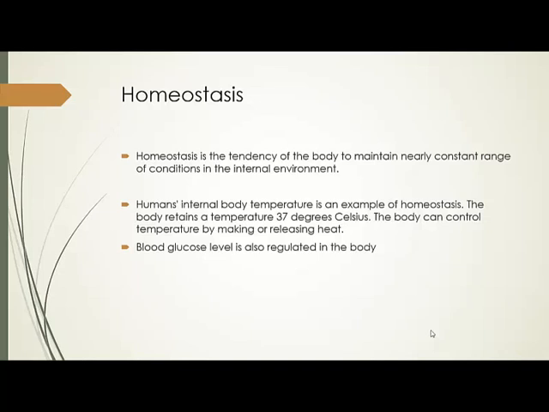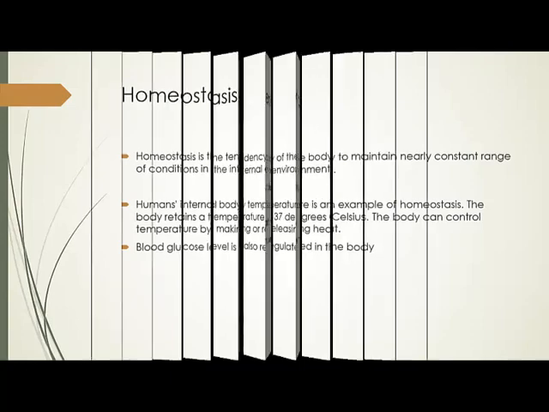An example of homeostasis is the body temperature, which is maintained at around 37 degrees Celsius. When the body temperature rises above this level, mechanisms activate to lower the body temperature and vice versa. Blood glucose is also regulated. When glucose goes up in the blood, insulin is secreted to lower the body glucose, and when the glucose goes down in blood, glucagon is secreted to raise glucose level in the blood.